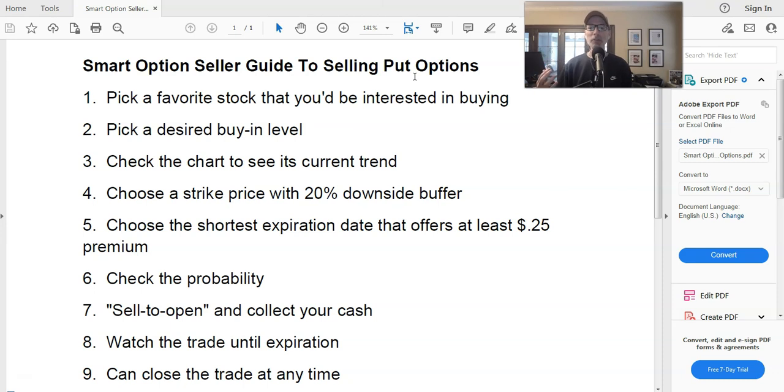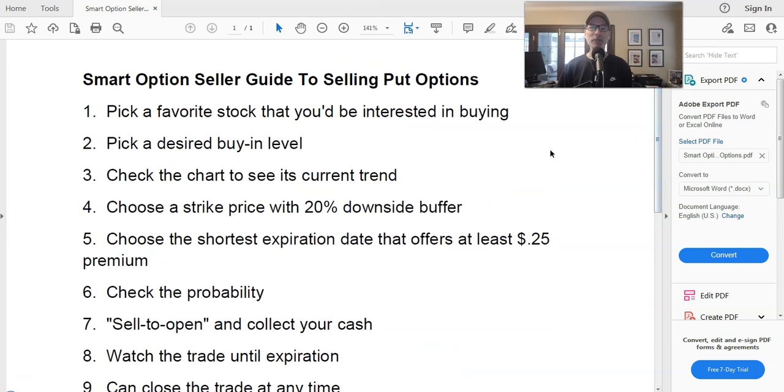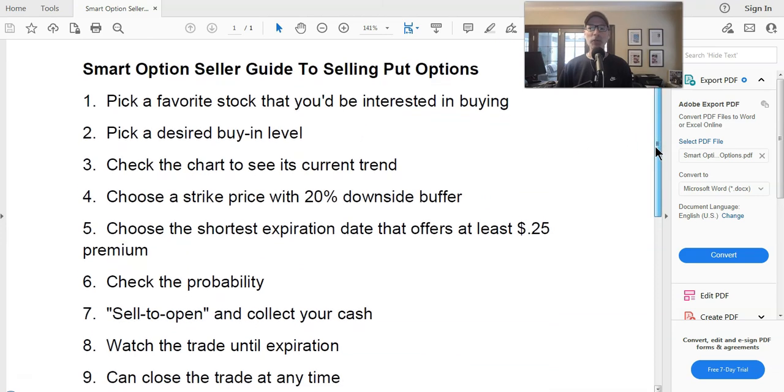This is what we do. We are option traders. We are option sellers. At the Smart Option Seller, we're all about selling options, mainly put options and put option credit spreads. So today's session is going to be our method and what we do when we sell put options, how we sell put options, and what kind of stocks we look at, and all that good stuff. I break it down in this PDF. It's got basically 10 steps to look at. Very simple. I'm going to break it down and show you what we do.